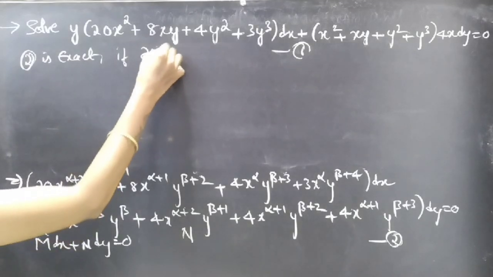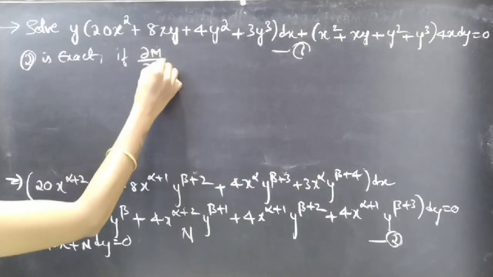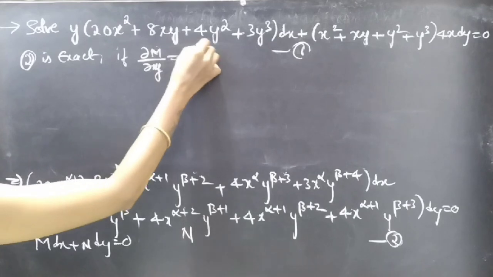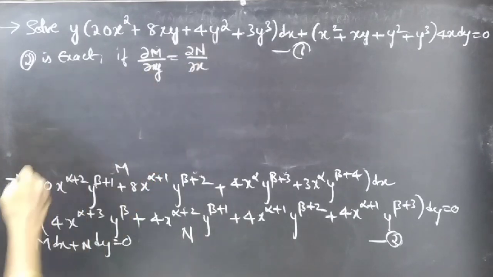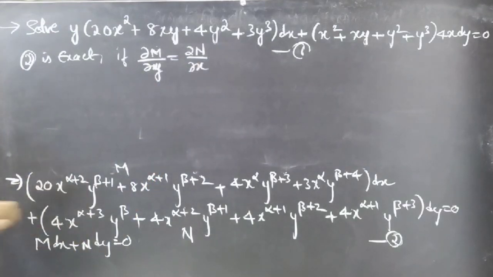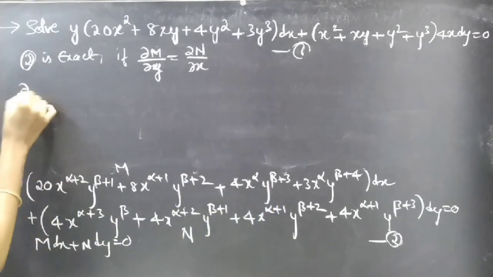So equation 2 is exact if the partial derivative of M with respect to y equals the partial derivative of N with respect to x. So now we need to find this.